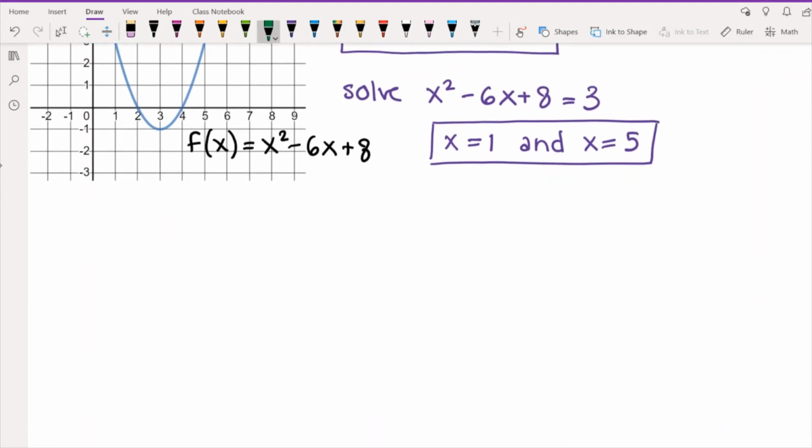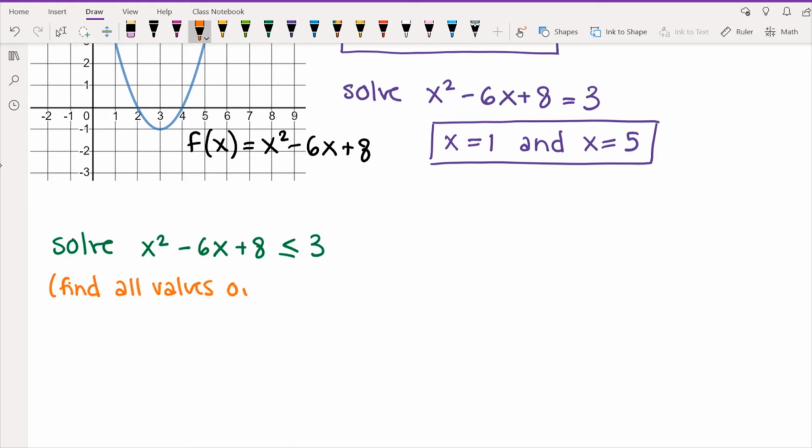Okay, so now we're going to solve inequalities. The next example we're going to do is to solve the inequality x squared minus 6x plus 8 is less than or equal to 3. So first let's translate that. What are we going to be looking for on the graph? We're basically going to be trying to find all values of x such that f of x, because f of x is the same as the function on the left side, is less than or equal to 3.